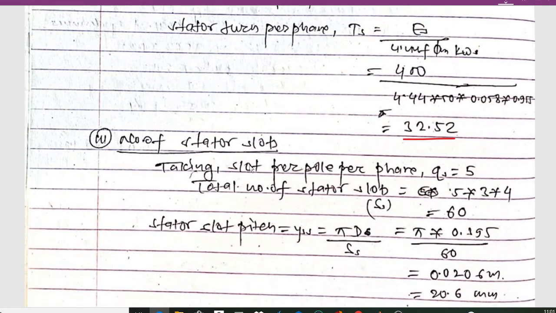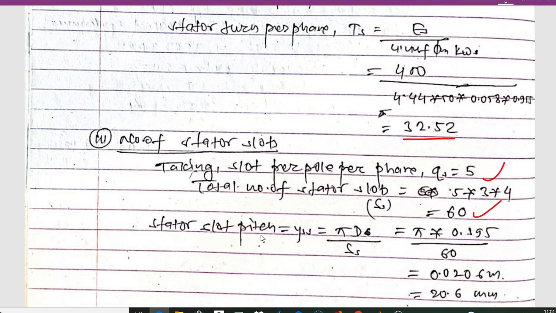Now the number of stator slots. Here we have assumed the slots per pole per phase as 5. So the number of stator slots SS is 5 into 3 into 4, since slots per pole per phase is 5, and it is a 3 phase, 4 pole machine. So 5 into 3 into 4 is going to give 60.